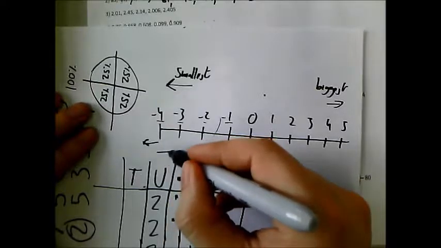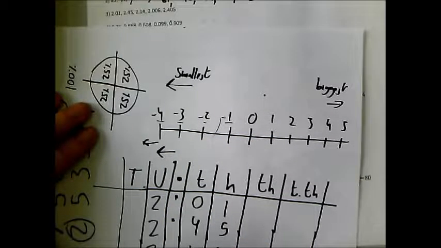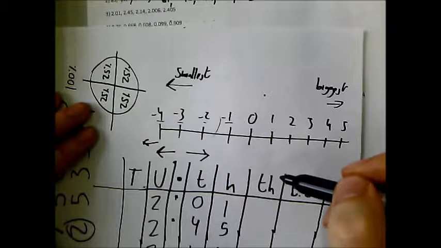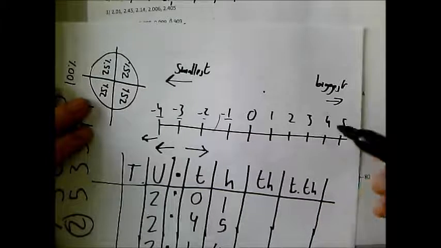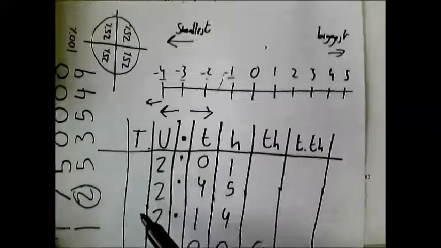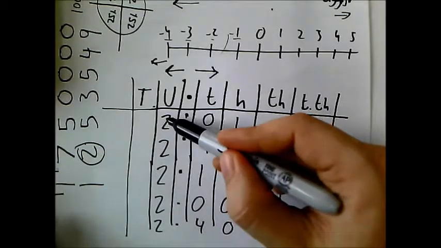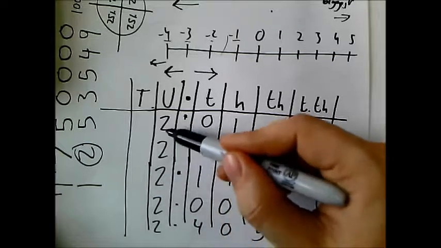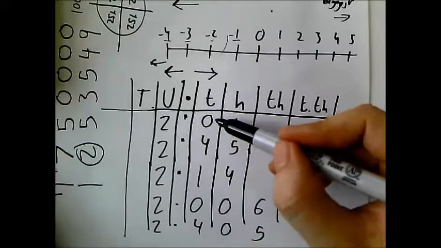So observe, as we go that way, they're getting bigger. As we go this way, they're getting smaller. So to find the smallest number, I need to compare each value in here. So here I can see they're all the same. So they're all equally as big. So I look at the next one down.